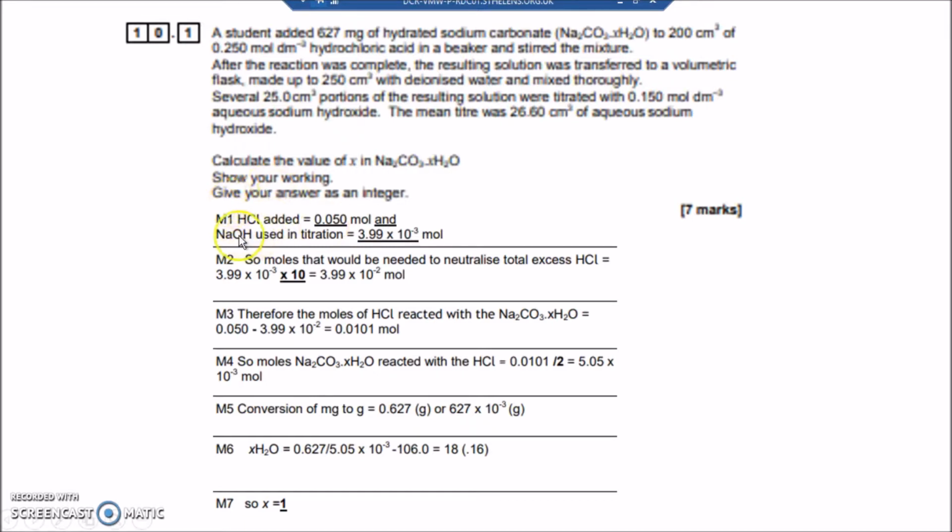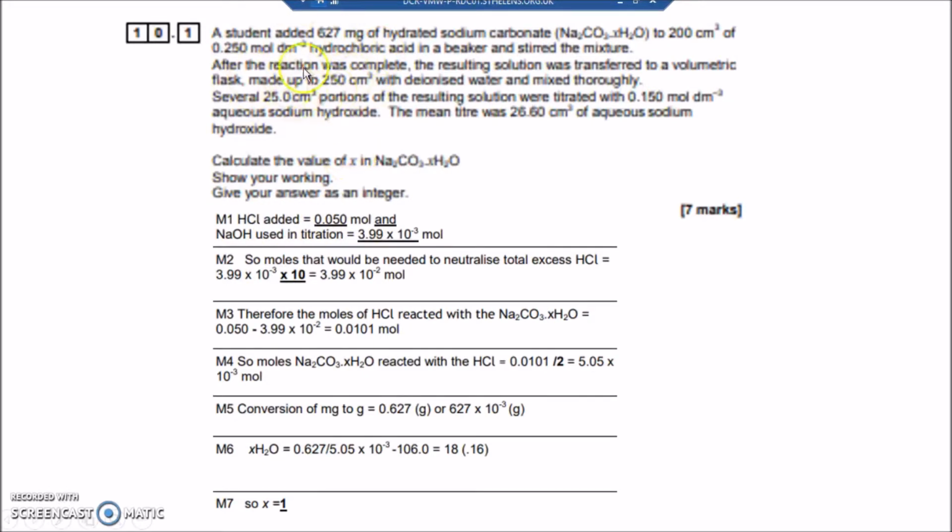Now, sodium hydroxide and hydrochloric acid react in the ratio 1:1. HCl plus NaOH will make water, H2O, and NaCl, 1:1. So the NaOH used in the titration is 3.9 times 10 to the minus 3. So the number of moles of acid needed is 3.9 times 10 to the minus 3. Okay.